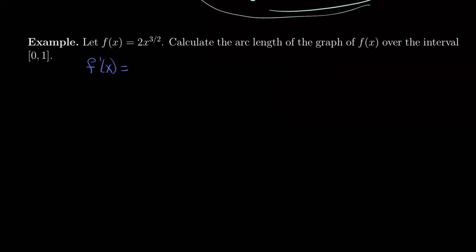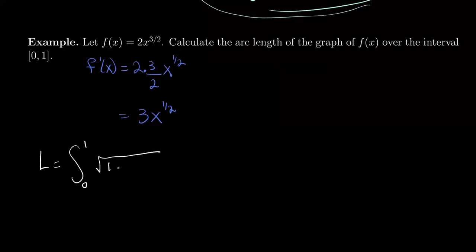So the derivative: 2 is a constant multiple. I can bring the 3/2 down and subtract 1 from the power. That was the power rule. I ended up with 3 times x to the 1/2. Okay, so then my arc length is going to be the integral from a to b of the square root of 1 plus the derivative squared dx. And then make sure you simplify.